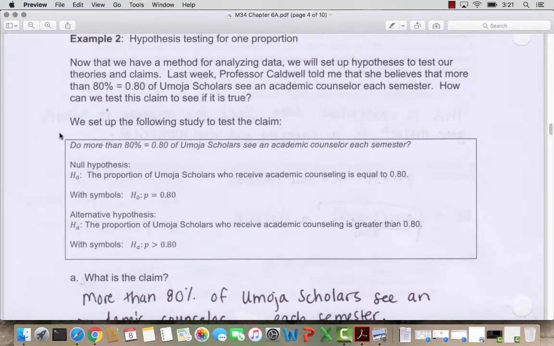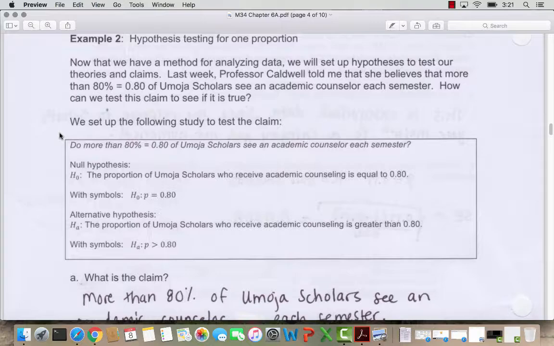Example 2, hypothesis testing for one proportion. Last week, Professor Caldwell told me that she believes that more than 80%, or 0.80 as a proportion, of Umoja scholars see an academic counselor each semester. How can we test this claim to see if it's true? So we set up this study. We want to know, do more than 80%, or 0.80, of Umoja scholars see an academic counselor each semester?